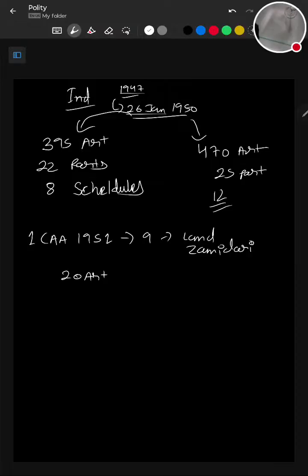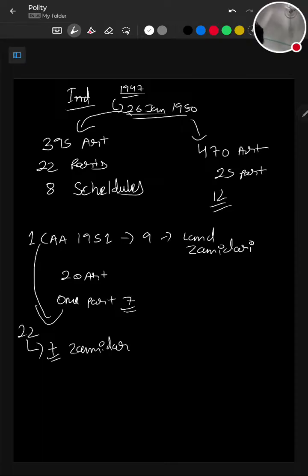So one part 7. As you know, there are 22 parts, right? So the seventh part, which was zamindari, was also removed from this first Constitution Amendment Act, right? Now this was removed, and what was added was 95 articles, and 4 parts were also added. And these are the parts which were added, right?